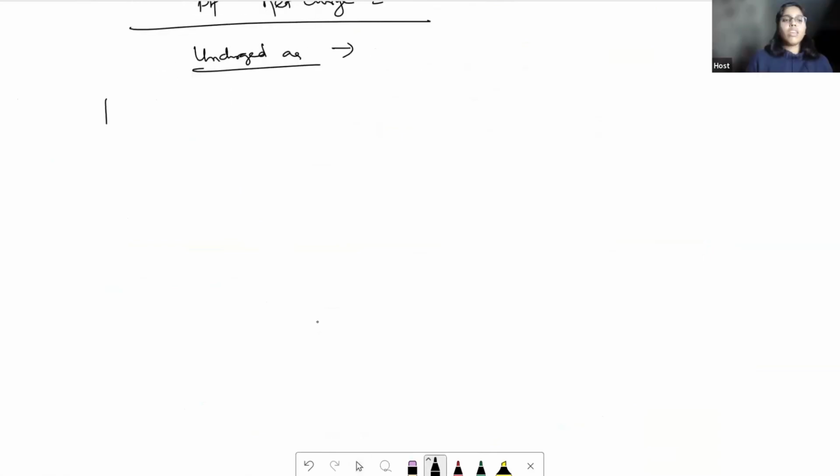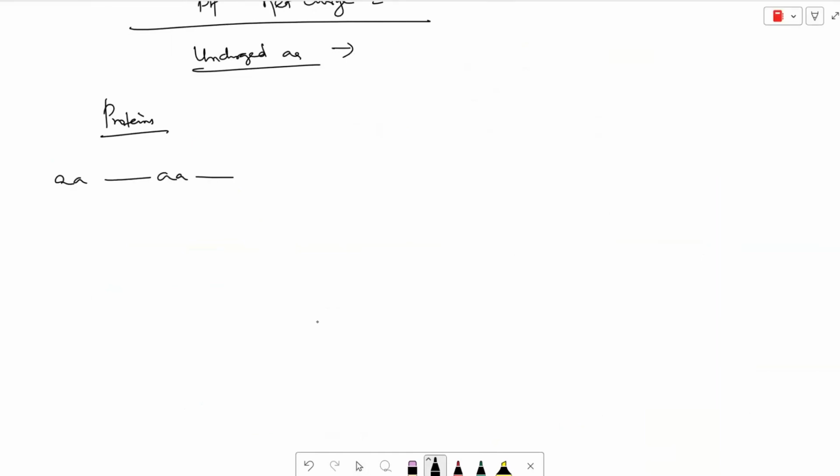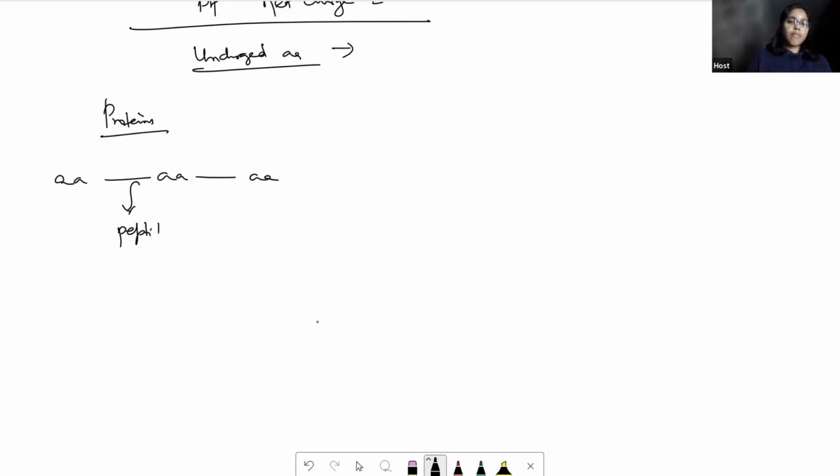Proteins are formed by which bond between amino acids? Peptide bond, also called an amide bond. It's a dehydration reaction where you have COOH with an OH here, and you have NH2 from another amino acid.